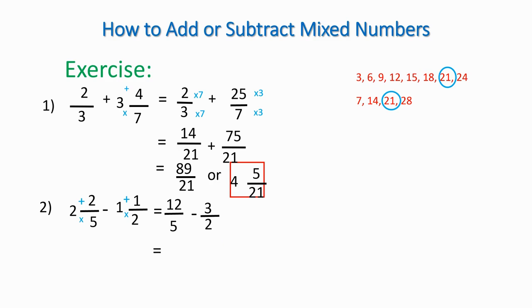So find the common multiples of 5 and 2. Now you should be able to work out that it's 10. So you multiply the top and the bottom by 2, so that the denominator will be 5 times 2 gives you 10, and the numerator will give you 24. For 3 halves, you multiply the top and the bottom by 5, so that means the denominator will also be 10. Copying the common denominator of 10 and subtracting 24 minus 15 will give you 9. So your answer here is 9/10.